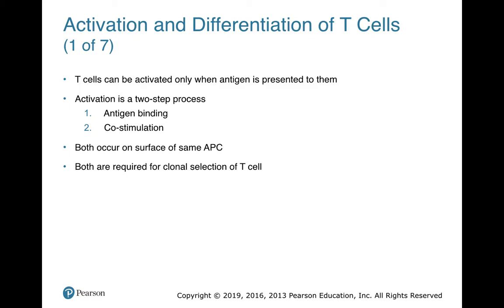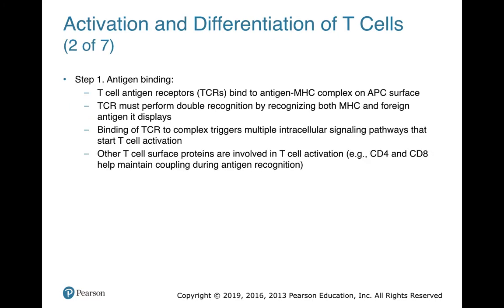So T cells can be activated only when antigen is presented to them, either in MHC1 or MHC2. And that activation is at least a two-step process. There has to be antigen binding and there has to be at least one co-stimulation. In fact, there are numerous co-stimulation, co-binding things that happen between antigen-presenting cells and T cells to make sure it happens correctly. But we'll focus on the simplest example. They're going to occur on the same antigen-presenting cell, and they are going to be required for clonal selection of the T cell.